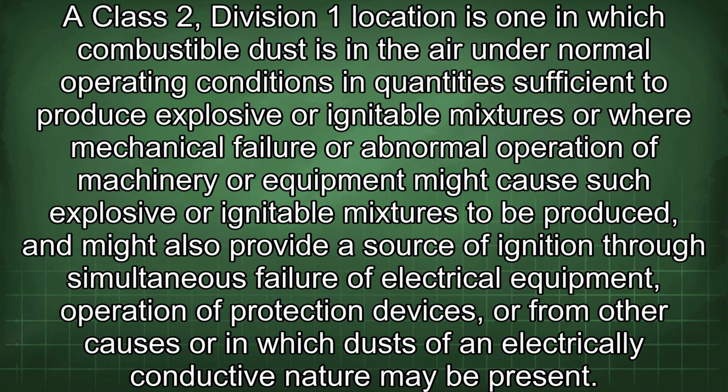A Class 2, Division 1 location is one in which combustible dust is in the air under normal operating conditions and quantities sufficient to produce explosive or ignitable mixtures, or where mechanical failure or abnormal operation of machinery or equipment might cause such explosive or ignitable mixtures to be produced, and might also provide a source of ignition through simultaneous failure of electrical equipment, operation of protection devices, or from other causes, or in which dust of an electrically conductive nature may be present.